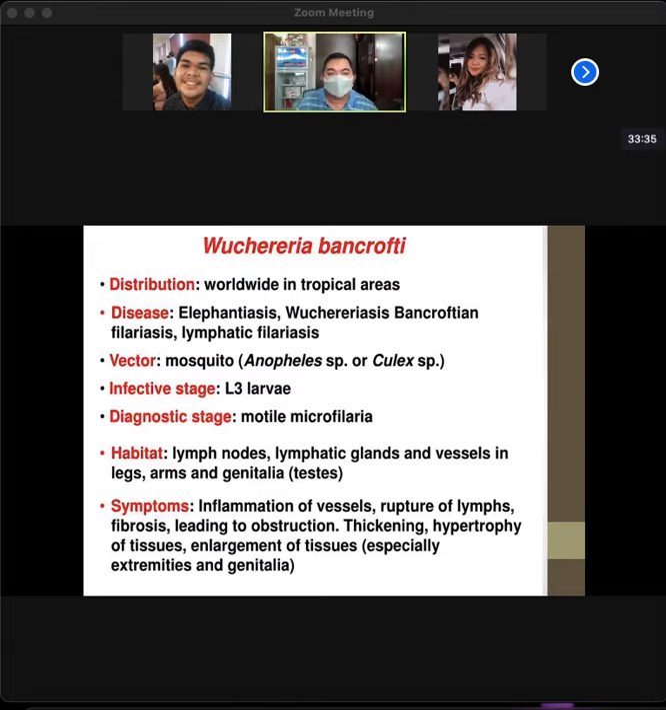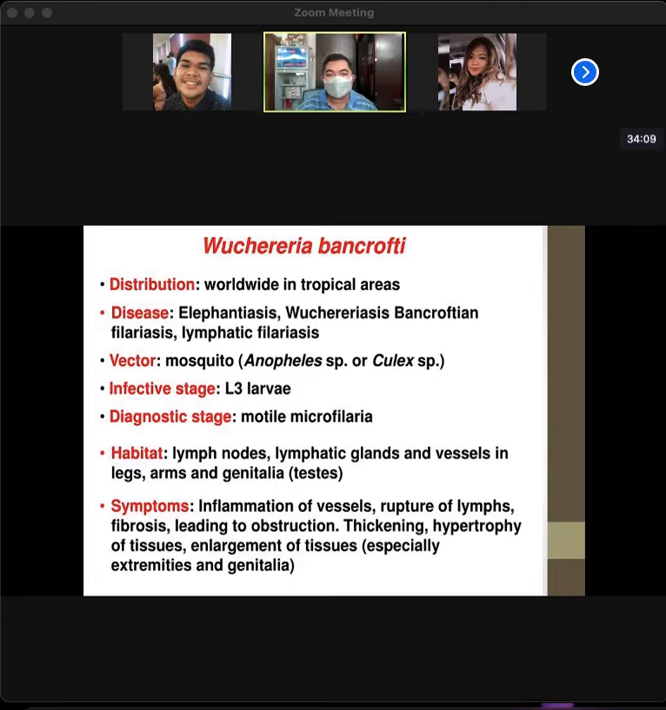So what to know about this Wuchereria bancrofti? Okay, so remember this is the elephantiasis. So this is one of the test questions that they usually give. Either they will ask you lymphatic filariasis or sometimes they will just call it elephantiasis. So remember its vector. The infective stage, which is the L3 larvae, and its diagnostic stage, which is the motile microfilariae.